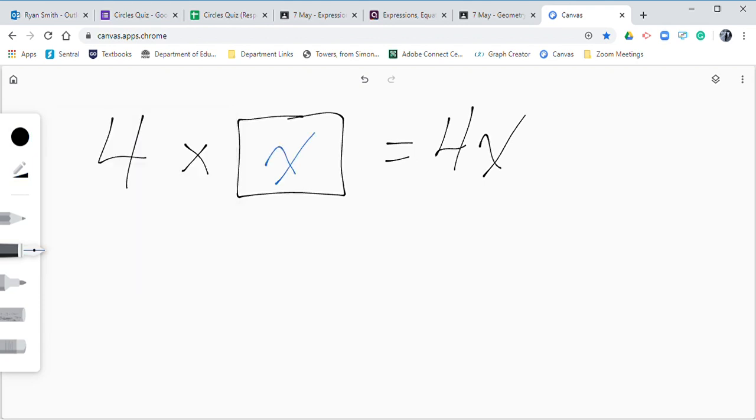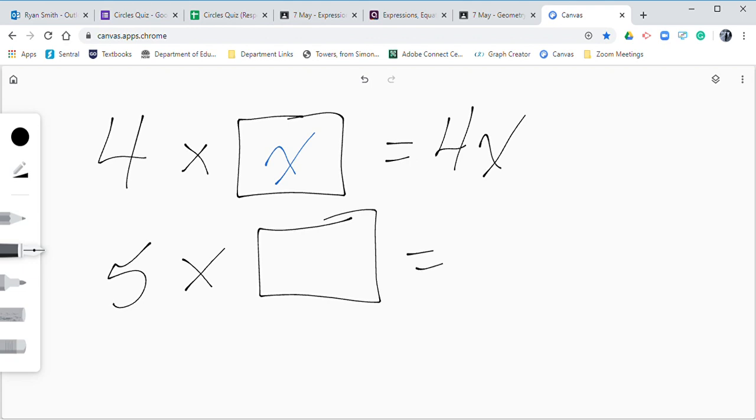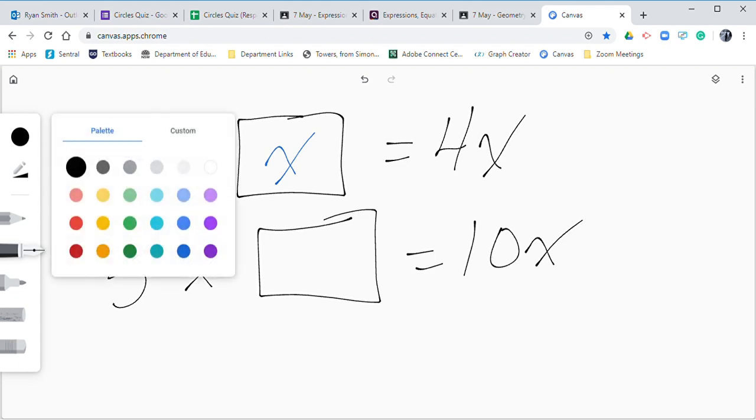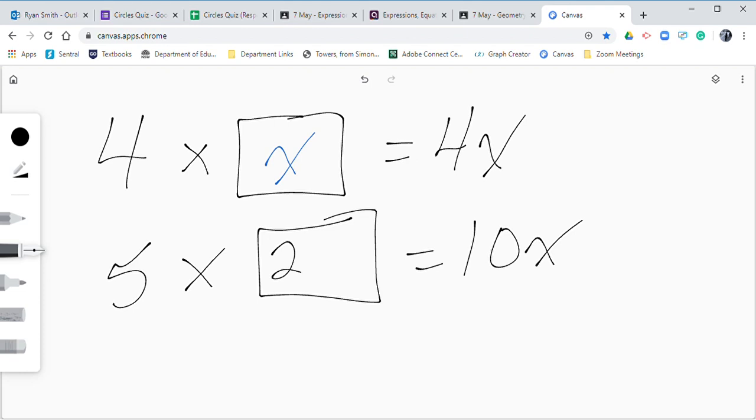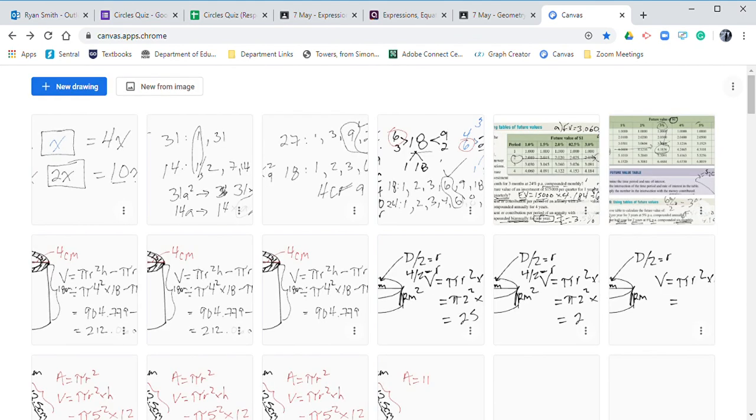If I had 5 times something to get to 10x, what do I need to multiply 5 by to get to 10x? Well, the first thing I know is I need to multiply 5 times 2 to get to 10. Then I need to multiply 5 by 2x to get to 10x. Hope that kind of makes sense for thinking about what I need to multiply to get to something. The last thing I want to touch on, and this is bringing everything all together.